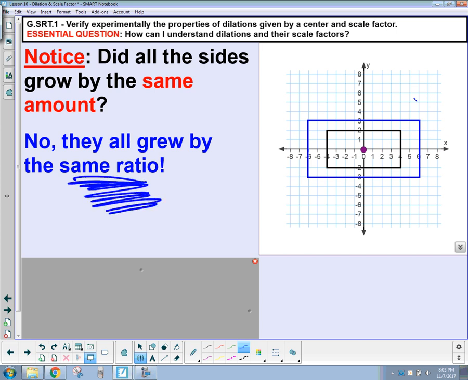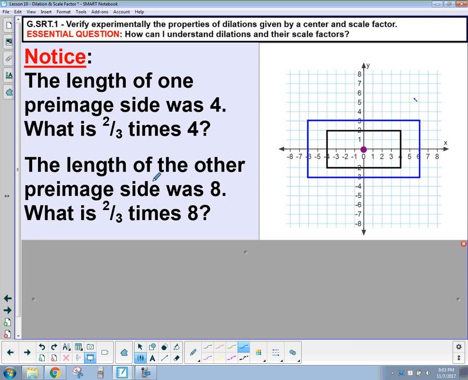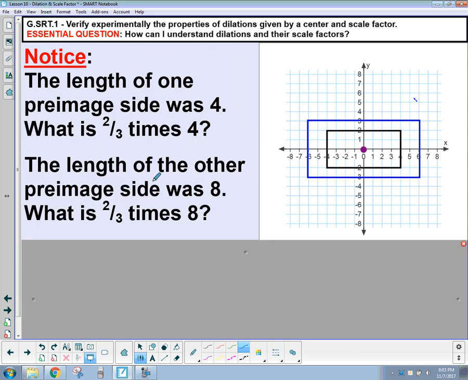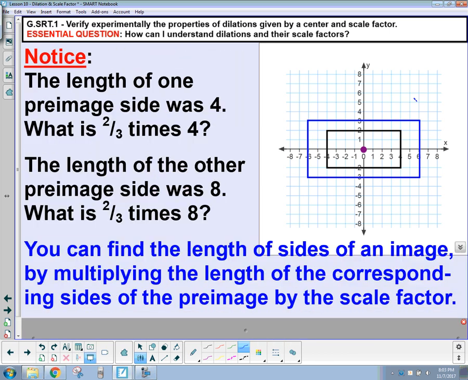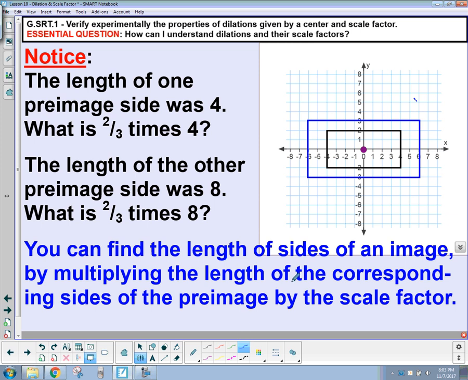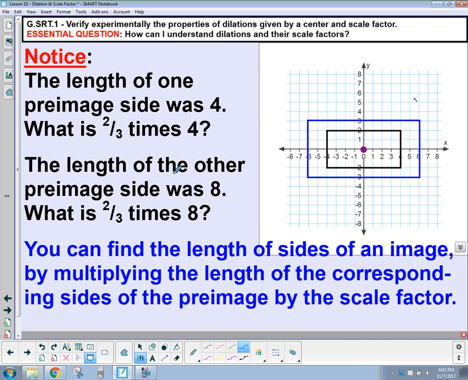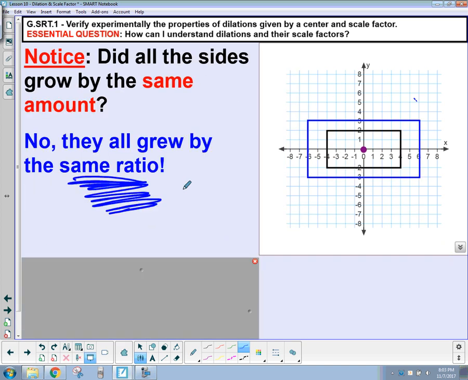Let's see, the length of one preimage side was 4. What is 2/3 times 4? I think I got that backwards, guys. 2/3, 3/2. Whoopsie daisy. You can only find the lengths of the sides of an image by multiplying the length of the corresponding preimage sides. Yikes, guys, I kind of messed that up. Oh wait, I was working backwards, wasn't I? Anyway, just forget about that.